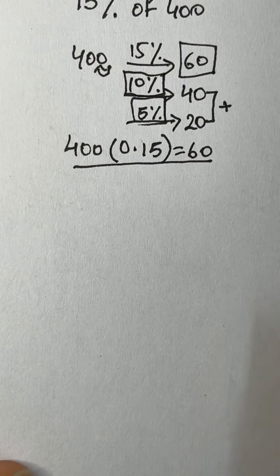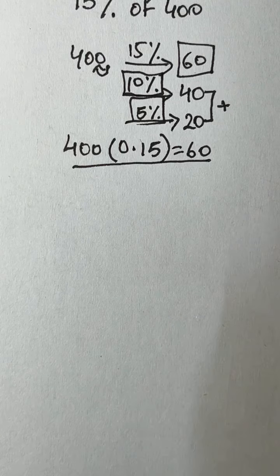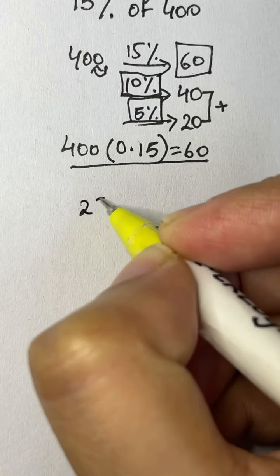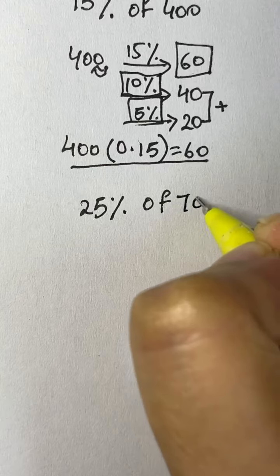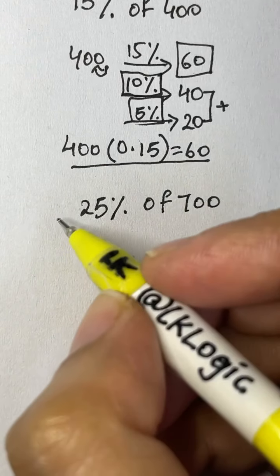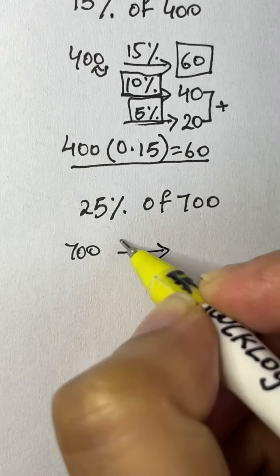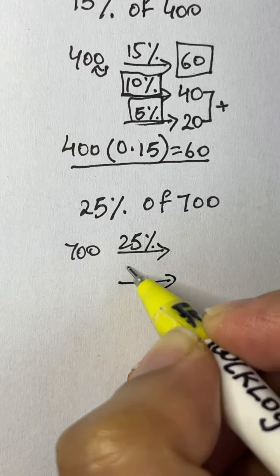Now we just did 15% of 400. Let's try out 25%. Now let's see what is 25% of, let's take 700. Okay, 25% of 700. So 700. Now when you need 25% of 700, first let's calculate 10% as usual.